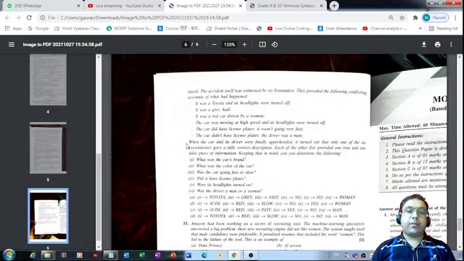When the car and its driver were finally apprehended, it turned out that only one of the six eyewitnesses had a fully correct description. Okay, there are six different eyewitnesses who describe the scenario in these six different ways. Each of the other five provided one true and one false piece of information. Now, keeping that in mind, you can determine the following.